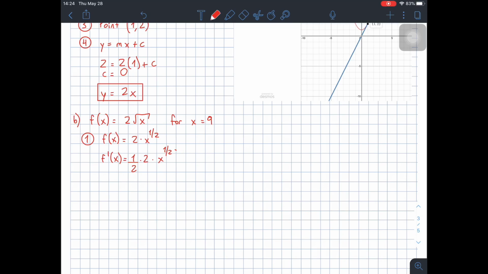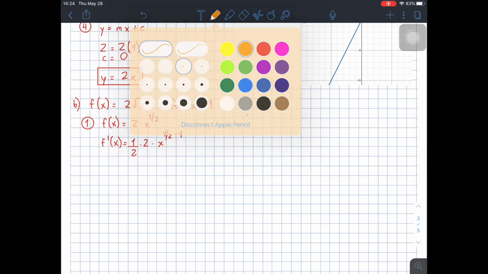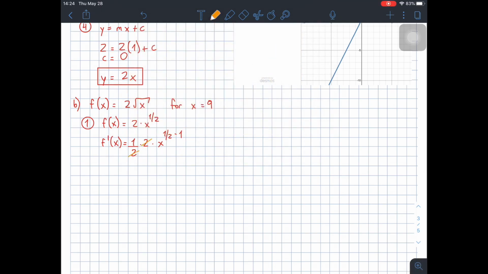I assume that you already know how to differentiate. Okay, so if we reorganize this, we see we can simplify the 2's. So we're going to have f prime of x equals x to the power of negative 1/2.